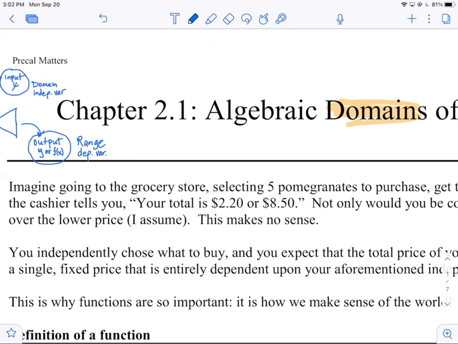That would never happen. You know why? Because it doesn't make any sense. You're never going to take 5 pomegranates up there at a unit price and be offered 2 different prices for it, because it doesn't make sense. It's not a function. One independent choice of an input. No one coerced me to choose pomegranates. No one coerced me to use 5. I independently chose them. That's one input. There can be no more than one output. So having 2 outputs doesn't make sense.